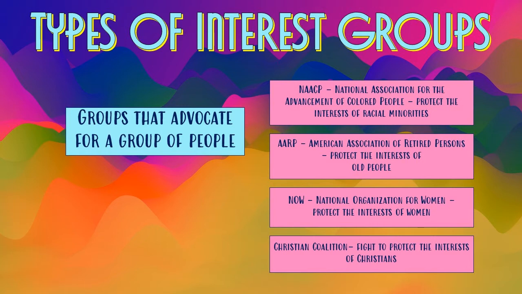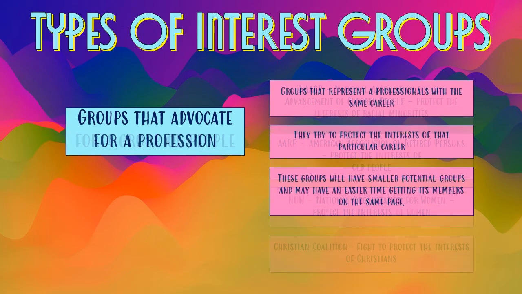The Christian Coalition is an interest group that fights to protect the interests of Christians all across the country. So these groups can fit into any different demographic group, but they look after the interests of a particular type of person. And so they focus on a variety of policies that could impact the group of people that they're trying to get to join their interest group.